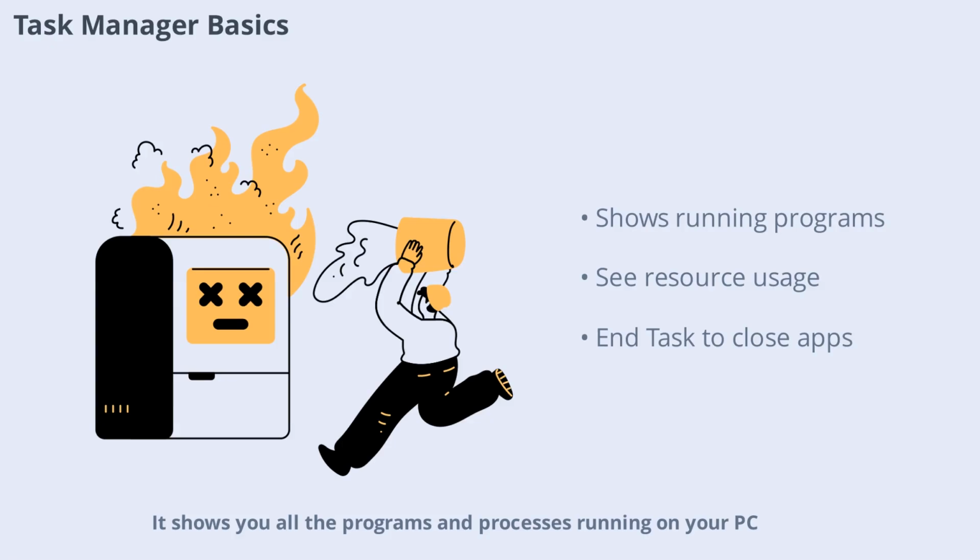It shows you all the programs and processes running on your PC. You can see which apps are using the most CPU, RAM, and network. If you find an app you don't need, you can right-click and choose End Task to close it. This is a quick way to free up resources before gaming.